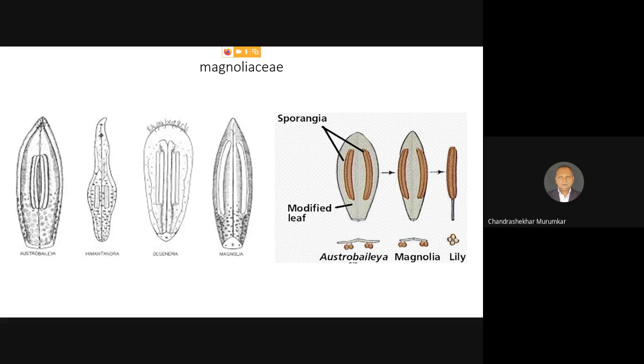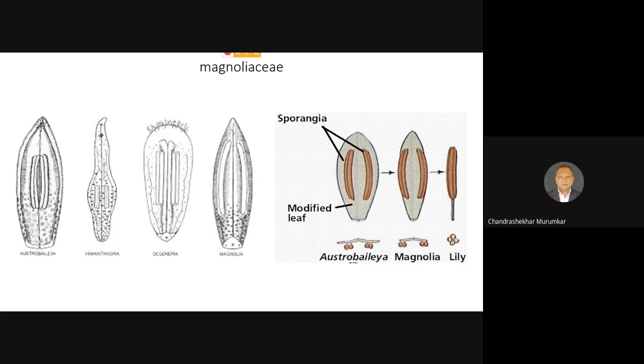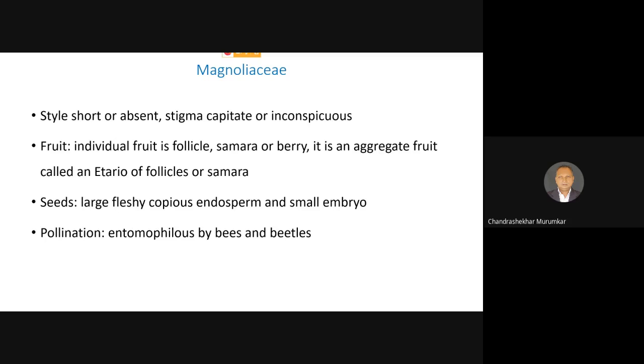Now you can see the ontogeny. You see a parallel evolution, how it might have taken place, that from the sporangia the anthers evolved. That's why magnolia is the intermediate stage, and that's why it is called a lamellar structure.